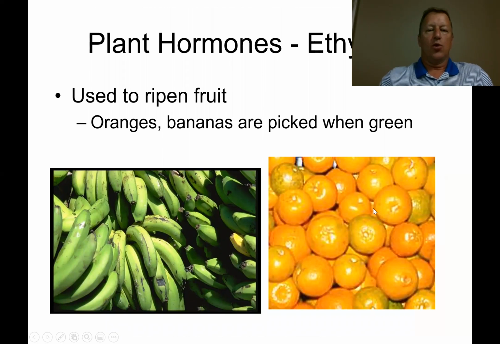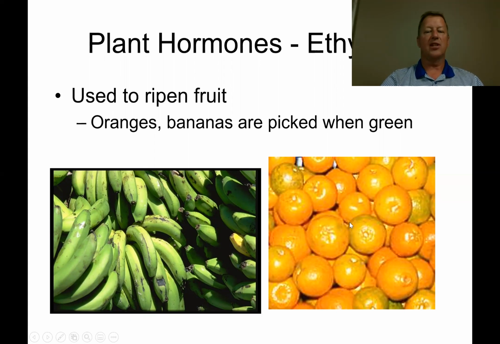Okay, so now let's talk a little bit about some plant hormones. These are also stimuli, things which cause a response, okay? So this first hormone, ethylene. Ethylene is used to ripen fruit. Most places pick oranges and bananas not when they're ripe, because if I pick the banana when it's ripe, by the time it gets to Publix and you buy it, it's going to be brown. So they pick bananas, oranges, and in a lot of cases tomatoes when they're unripened, and then they use ethylene gas to help the fruit ripen.